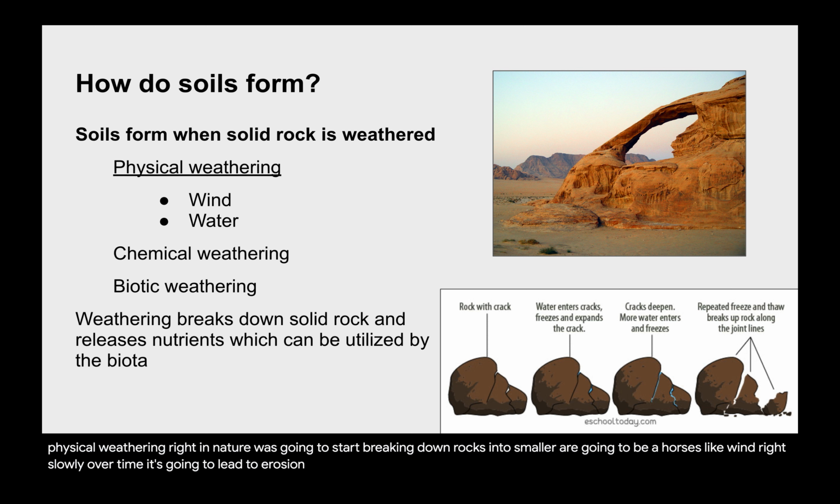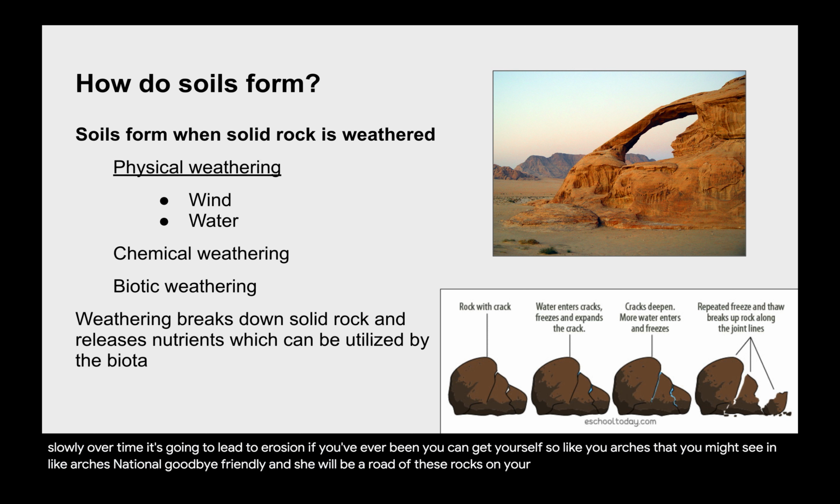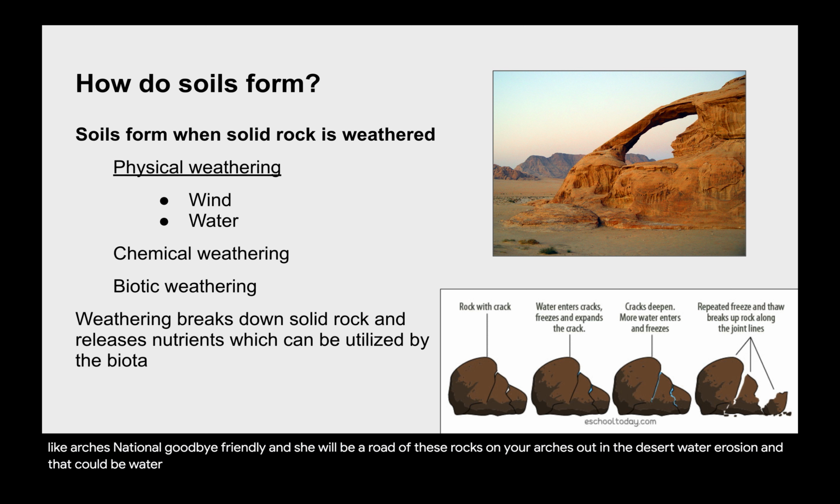If you've ever been to the desert southwest, maybe you've been to some of the national parks out there, like these arches that you might see in Arches National Park, they're made by wind weathering. Wind has slowly eroded these rocks to form these really elaborate arches out in the deserts. Water erosion could be water flowing across these rocks and slowly forming that abrasive surface that will break down that rock over time.